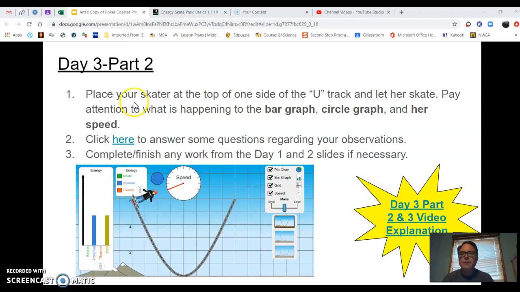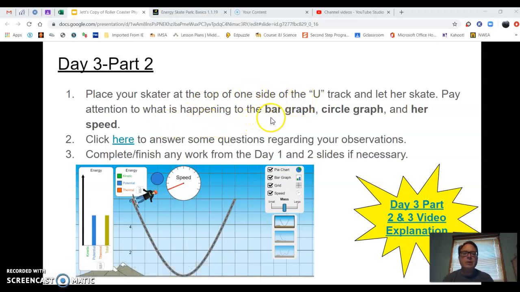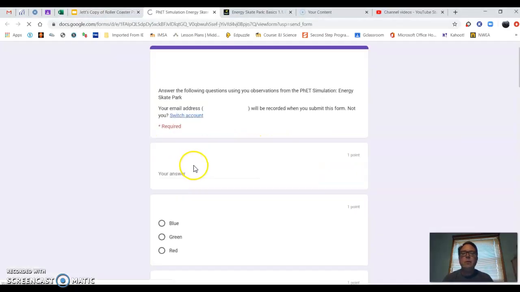So, first one is talking about using the U ramp here. Place your skater at the top of the ramp. Pay attention to what is happening on the bar graph, circle graph, and speed, and then click here to answer some of your questions regarding your observations. So let's do that right now. Let's click on this form here.